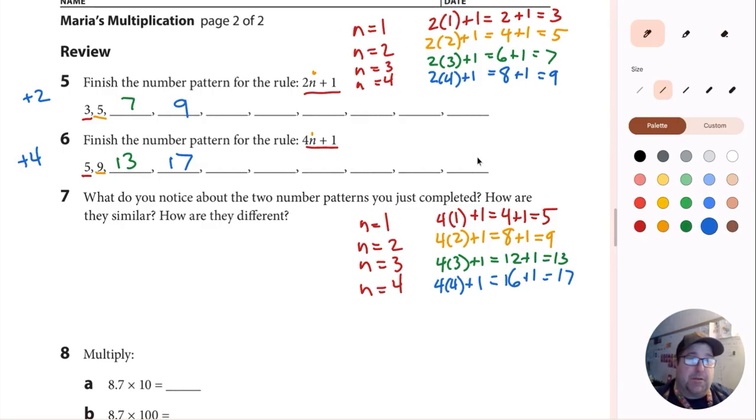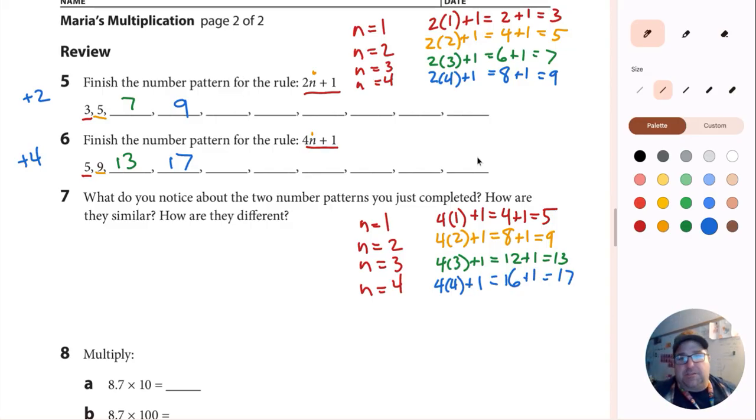One thing, what do you notice about the numbers? Are there only certain numbers that we're seeing? Turns out they both have odd numbers, right? So these patterns happen to only have odd numbers. In the first pattern, we start with 3, and then we add 2 each time. For number 6, we start at 5, and then add 4 each time. So, what are you noticing about these patterns?